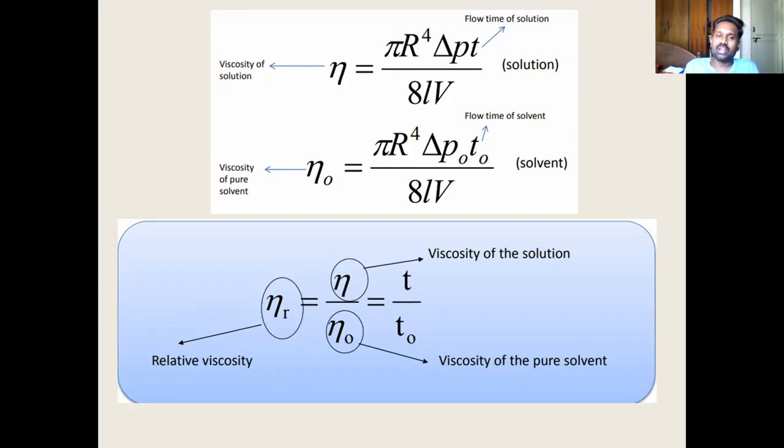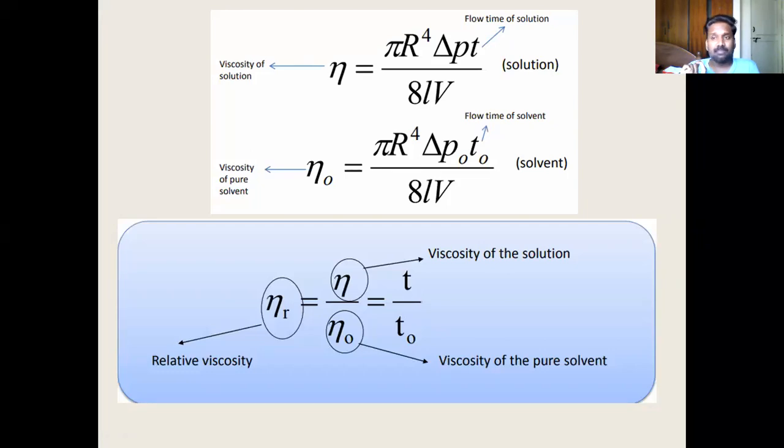In low molecular weight compounds, the relative viscosity is always 1, or at least almost equal to 1, because the concentration of the solute has no effect on viscosity. Solution viscosity and solvent viscosity are almost identical. But in polymer solutions, it's not like that. This ratio, relative viscosity, is important. And if you use the previous equations, you can write them under two conditions, one for the solution and one for the solvent. The like terms cancel and you are left with simply t divided by t naught.